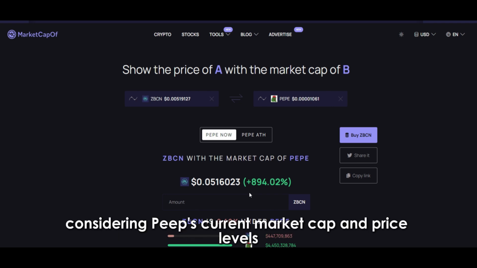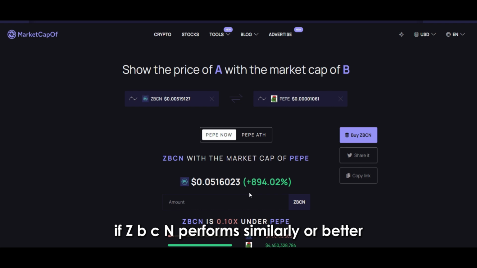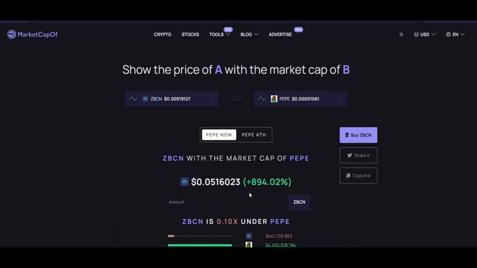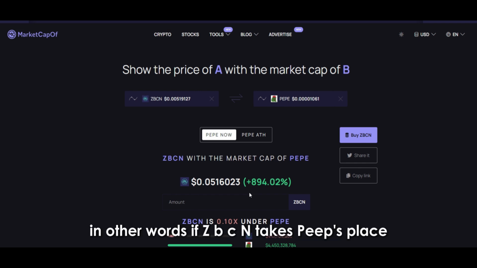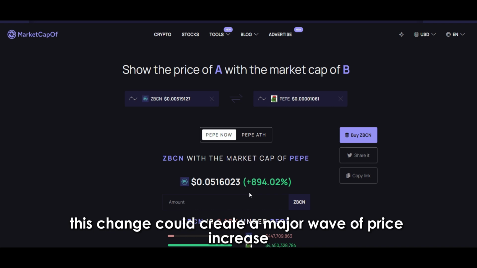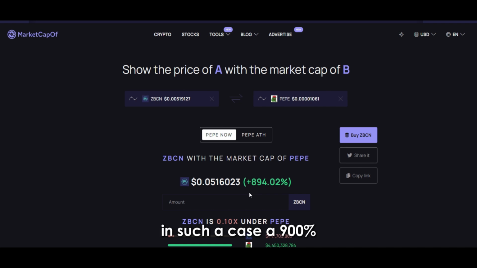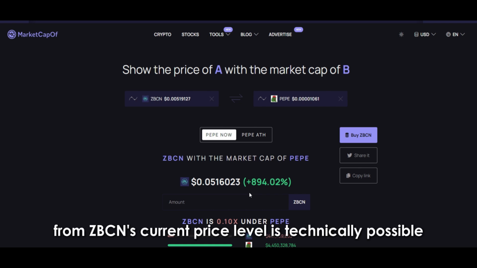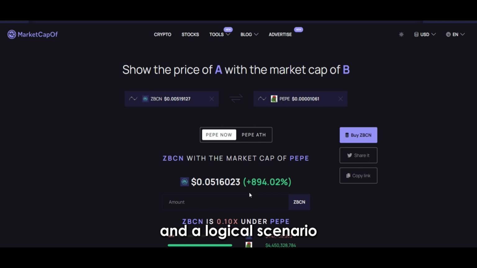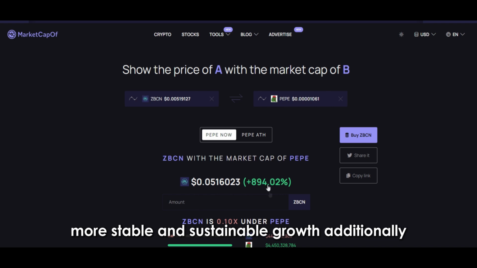Considering PEPE's current market cap and price levels, if ZBCN performs similarly or better, it could inevitably attract investors. This would significantly increase ZBCN's market value and price. In other words, if ZBCN takes PEPE's place, this change could create a major wave of price increase driven by investor perception and demand. In such a case, a 900% increase from ZBCN's current price level is technically possible and a logical scenario. The foundation of this potential increase lies in investors' interest in new projects and their shift from highly volatile coins like PEPE to those that promise more stable and sustainable growth.